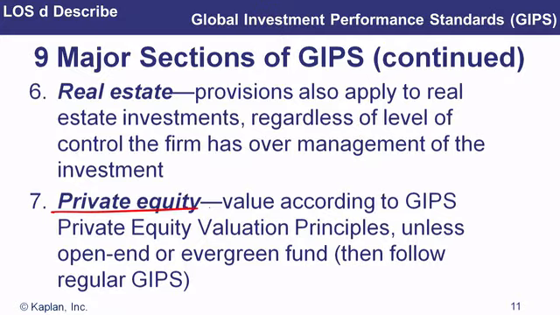Section 7 is going to be private equity. You get to see this at different points across the curriculum, but we're going to value according to the GIPS private equity valuation principles, and report the performance of the private equity fund according to those principles. But there is an exception. If it is an open-ended fund, meaning that you can get in or get out, or an evergreen fund, meaning that you never get your money back, sort of like a university endowment, a private firm that goes on to benefit some endowment forever, then the reporting is going to be different, and you're going to follow regular GIPS.